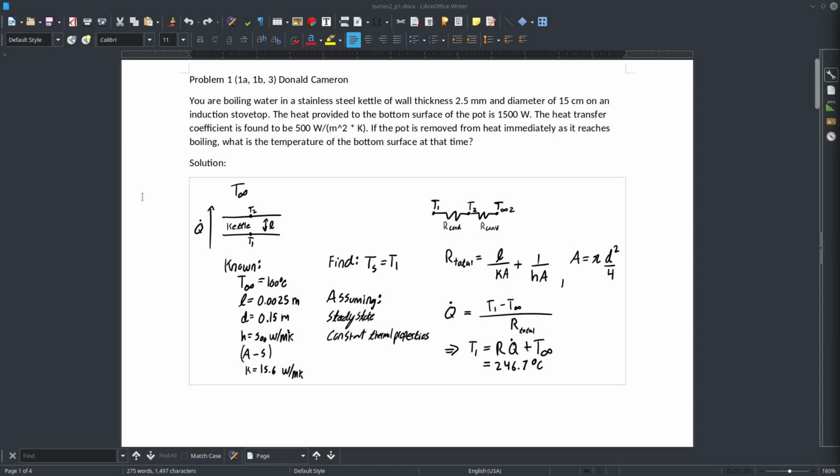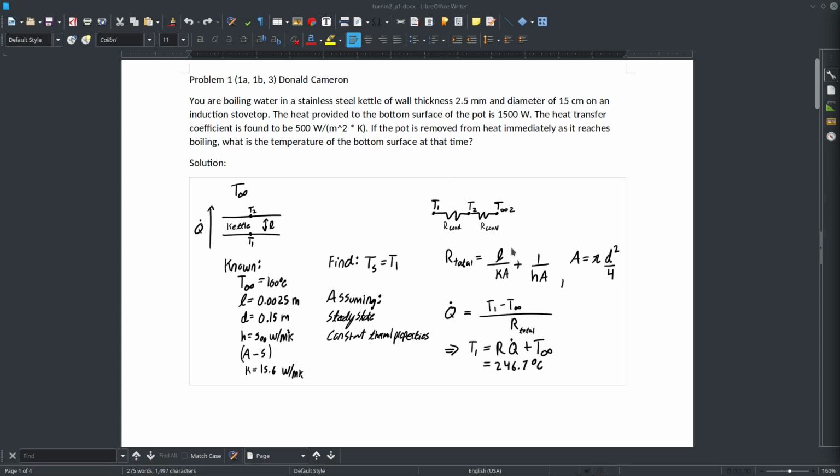This first problem covers conduction, convection, and resistance networks for boiling water in a stainless steel kettle. And we are going to find, with these given dimensions and characteristics of heat provided from the stove, the temperature on the surface of the kettle right after you remove it from heat. So we're going to assume that this is a steady state with the water boiling and that there's constant thermal properties. And we're going to solve a resistance network for that in order to easiest determine that temperature.